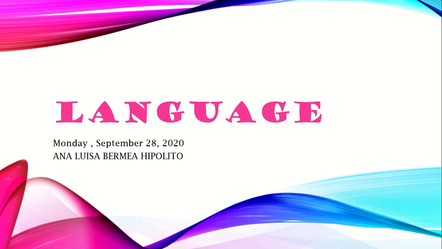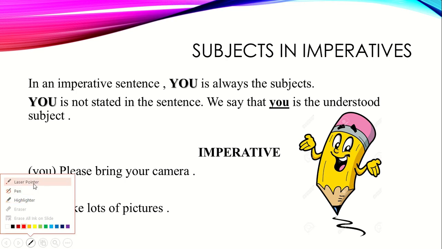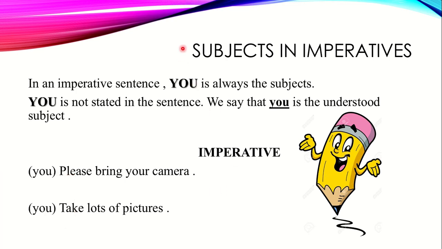Get your notebook ready. I want you to copy this in your notebook, okay? Subjects in imperative. We have seen already kinds of sentences. And imperative sentences give you orders. In an imperative sentence, you is always the subject. You is not stated in the sentence. So we say that you is the understood subject.